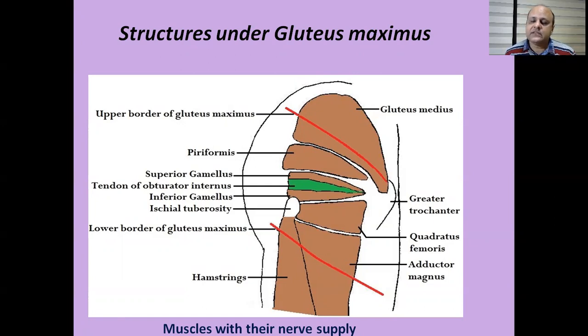The gluteus maximus is supplied by the inferior gluteal nerve, while the gluteus medius and minimus are supplied by the superior gluteal nerve. The piriformis is supplied by the ventral rami of S1-2. Superior gemellus and obturator internus are supplied by the nerve to obturator internus, while inferior gemellus and quadratus femoris are supplied by the nerve to quadratus femoris. So the nerves supplying the muscles are also lying deep to the gluteus maximus.